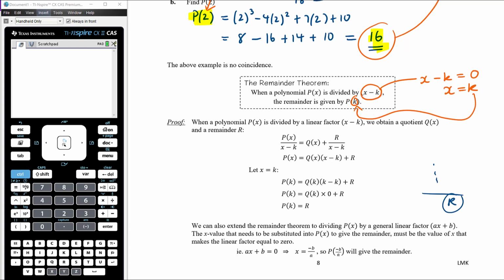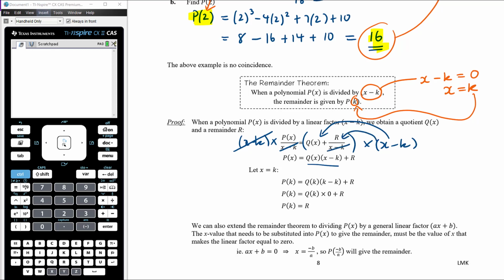We also looked at the next step, which is to say that if I multiply both sides of this equation by x minus k, multiplying the left-hand side by x minus k is going to get rid of the fraction, and we'll just get p of x. Multiplying the right-hand side by x minus k is going to give me q of x times x minus k, and then multiplying the fraction by x minus k is just going to give me r. Okay, so these two equations are the same thing. Alright, so we know that p of x is equal to the quotient multiplied by x minus k plus any remainder that we might get.